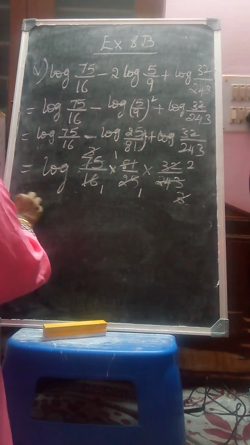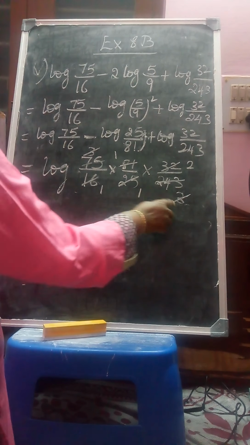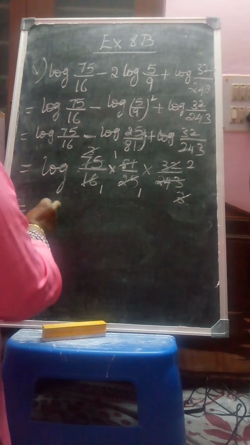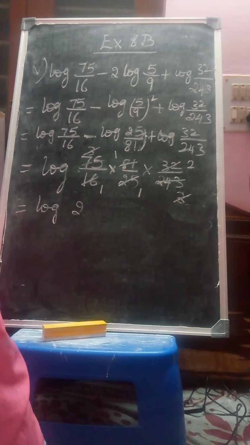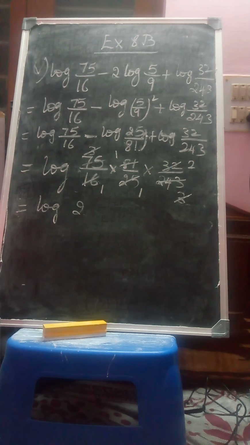So the answer for this will be, here nothing is there in the denominator, 1, 1, 1, 1. So here in the numerator I have 1 and 2. So it is log 2. Okay, now this is the answer. Have you understood this?